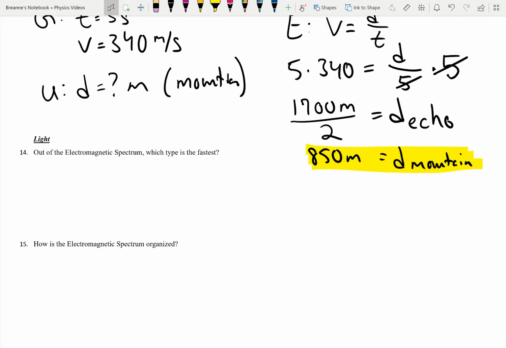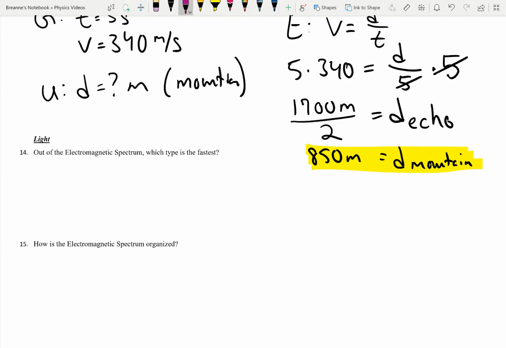Okay, so 14. Out of the electromagnetic spectrum, which type is the fastest? So we're dealing with radio waves, microwaves, infrared, visible light, ultraviolet, X-rays, and gamma rays. So out of all of those, which one's the fastest?